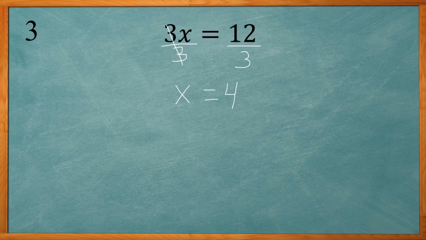And like I said, our goal is to get the x by itself. So since there's multiplication here, I got to do the opposite. I got to divide by 3 on both sides.